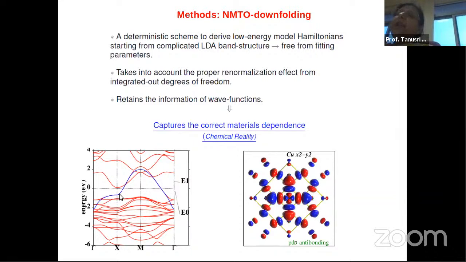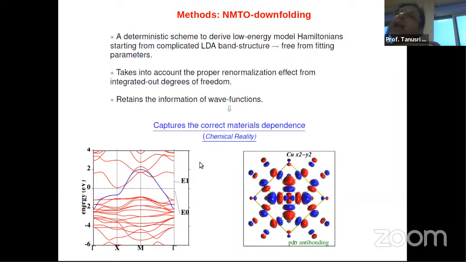So what this method actually does, given this red colored band, is provide you with this single blue colored band that has a good match with the red colored band within an energy range of, let's say, plus minus 1 electron volt around the Fermi level. So that basically gives me the low energy physics. The whole idea is to come up with an effective band structure which matches the full band structure within a narrow energy window around the Fermi level.